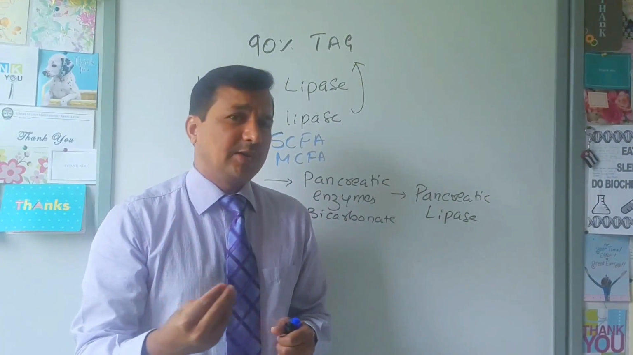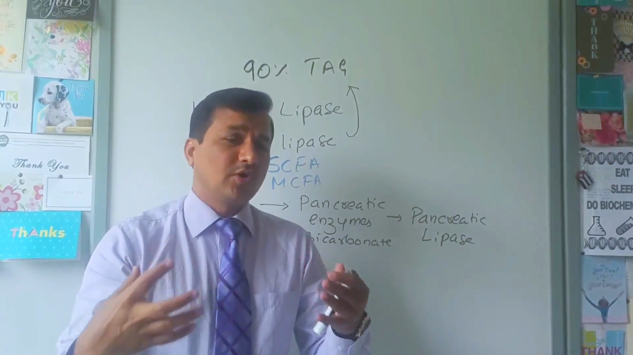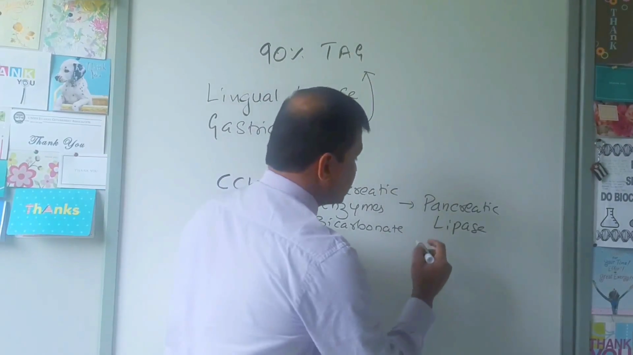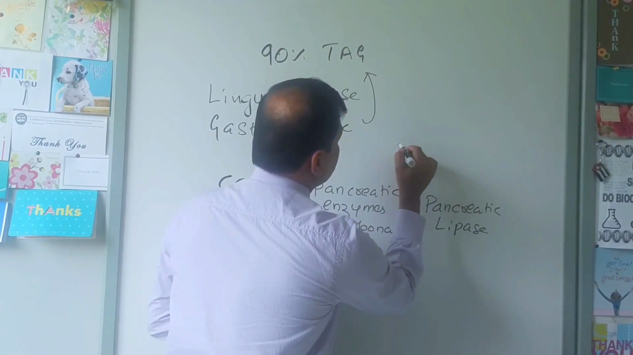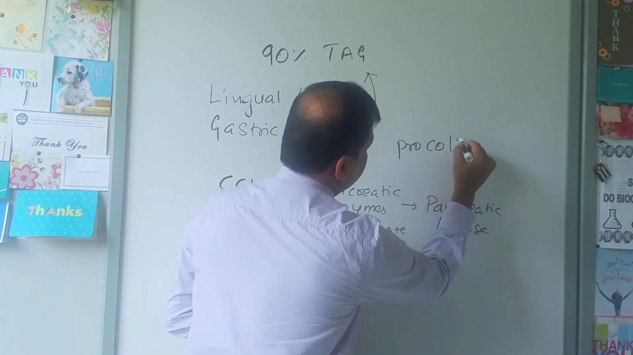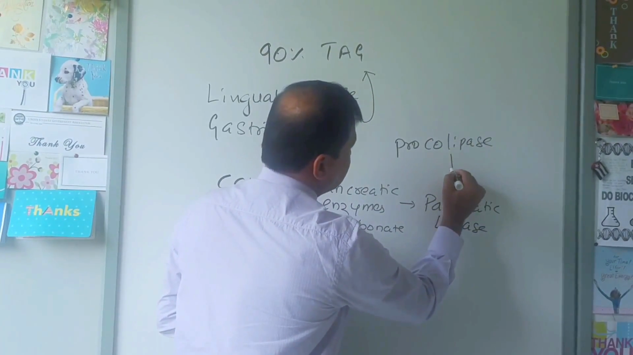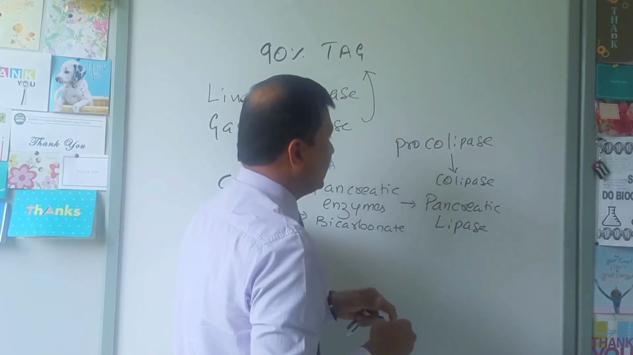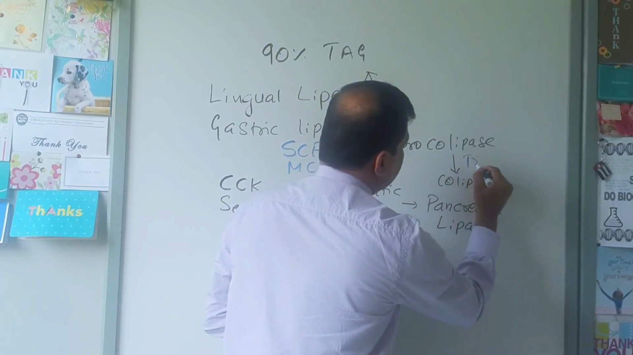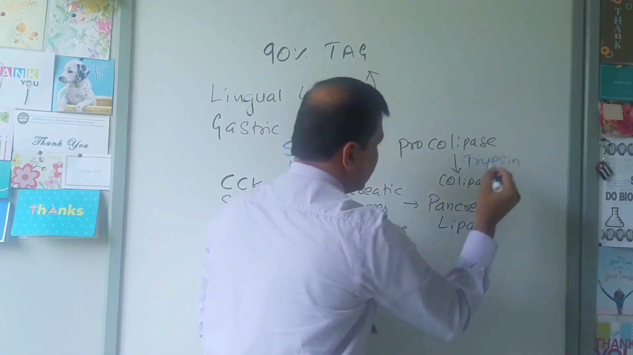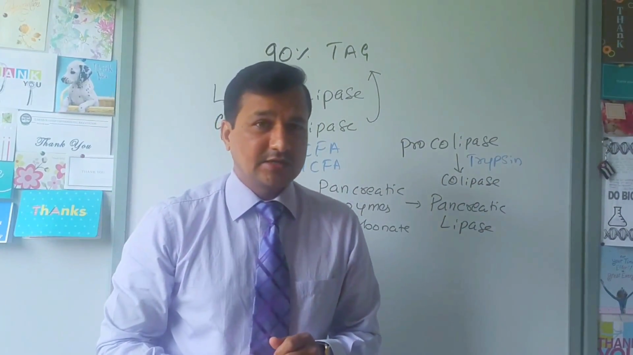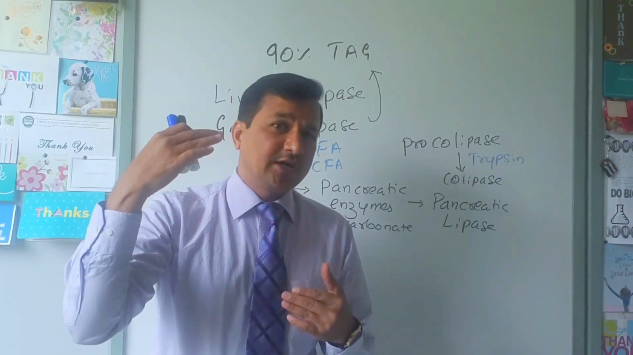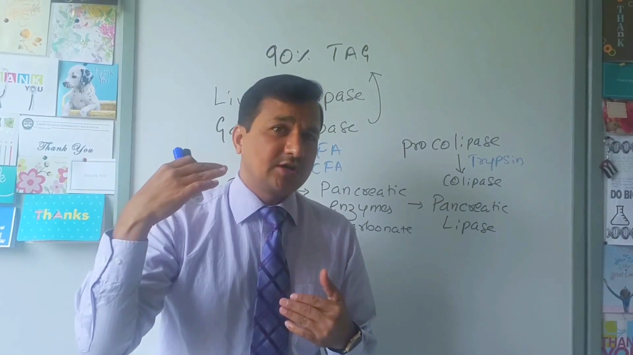Pancreatic colipase comes in as pancreatic procolipase. The pancreatic procolipase is converted to colipase. That's an activation process, and that needs another enzyme called trypsin. Trypsin is a proteolytic enzyme that comes from the pancreas as trypsinogen. Trypsinogen will be activated into trypsin by an enzyme located on the brush border called enterokinase or enteropeptidase.